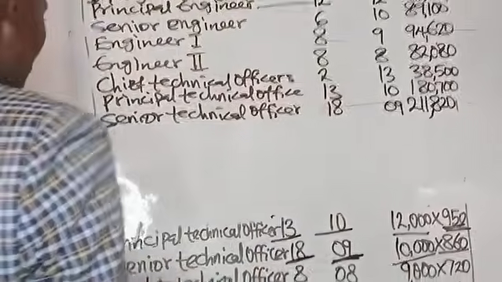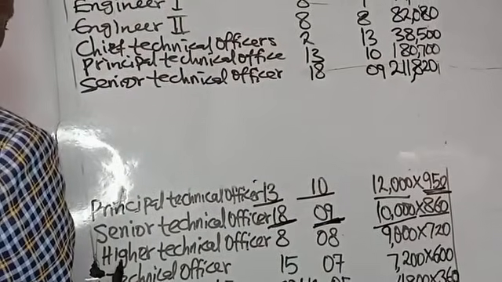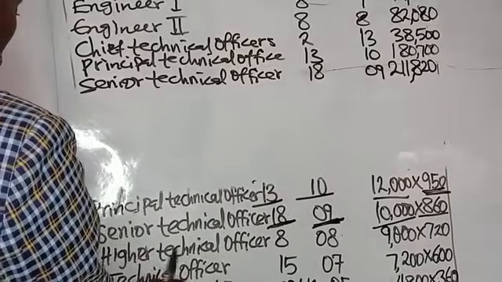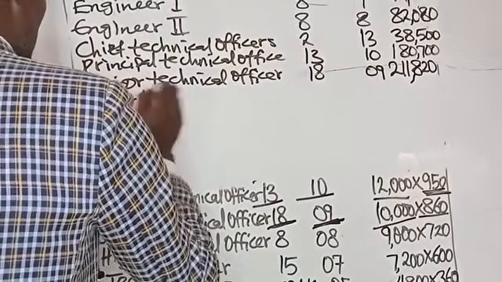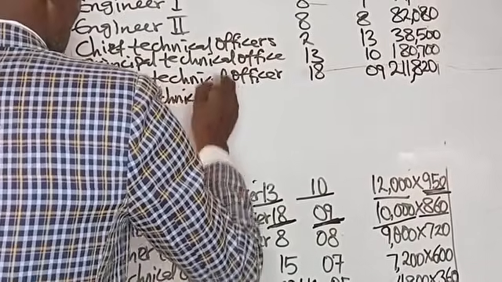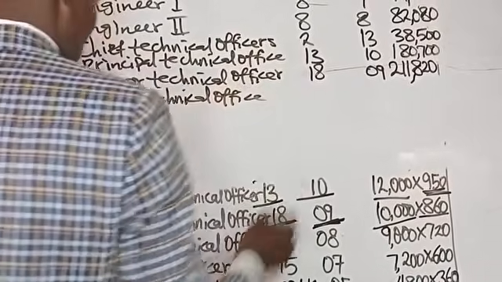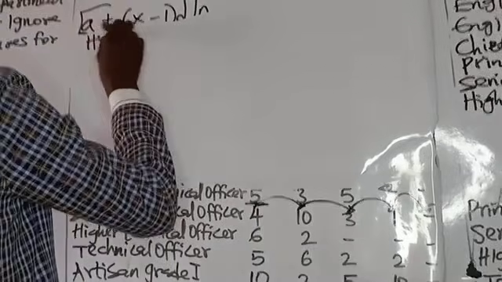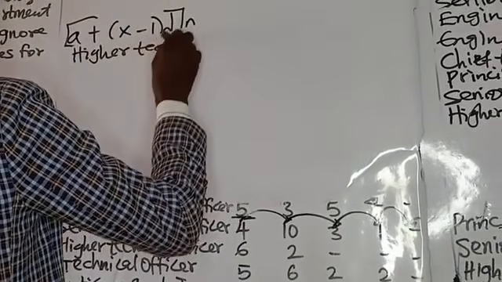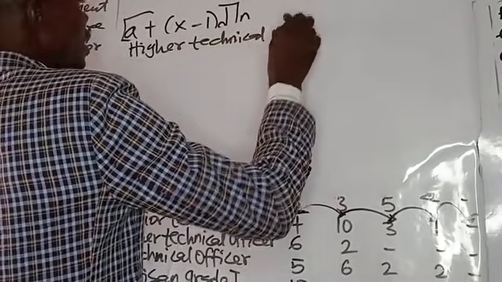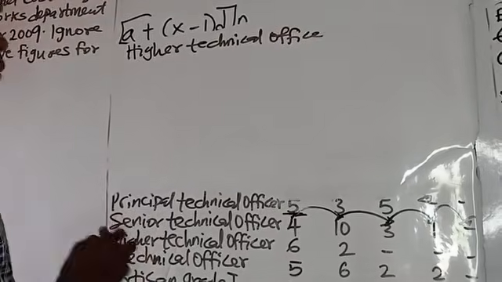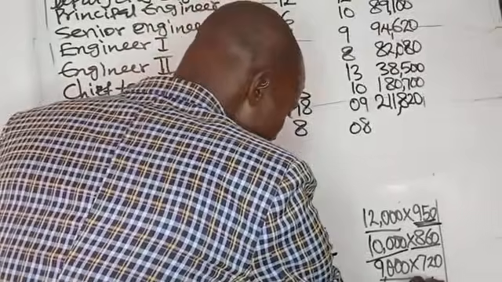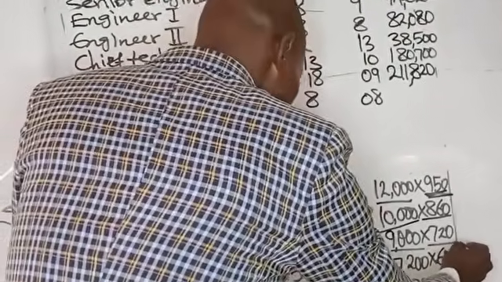Then after senior technical officer, we have higher technical officer. Higher technical officer. So their basic pay is 9,000, an increment of 720.